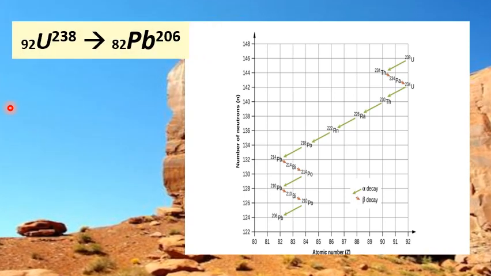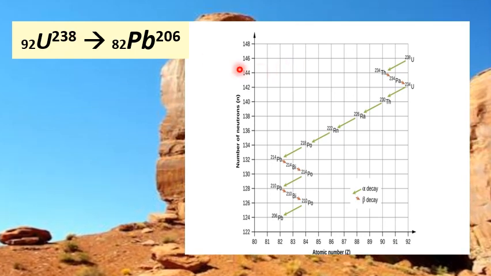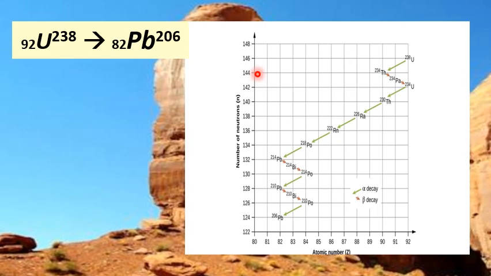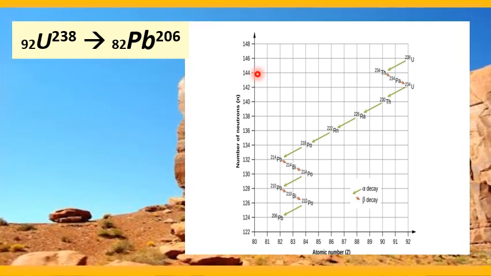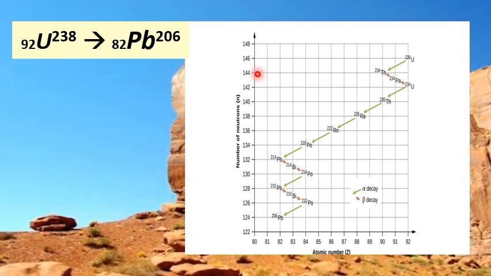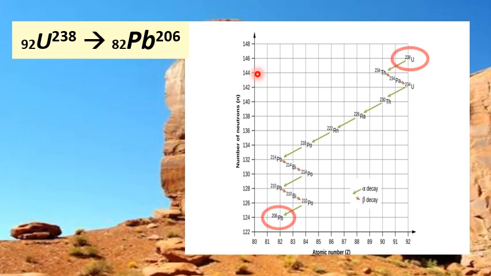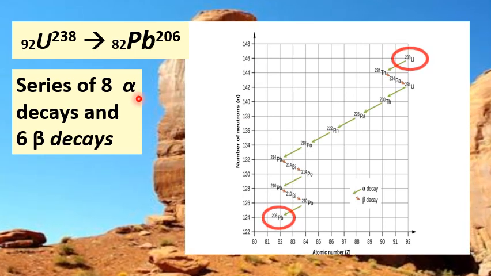As shown in the figure, the nuclear transformation of the radioactive uranium-238 isotope into the stable isotope lead-206 involves a series of 8 alpha decays and 6 beta decays.